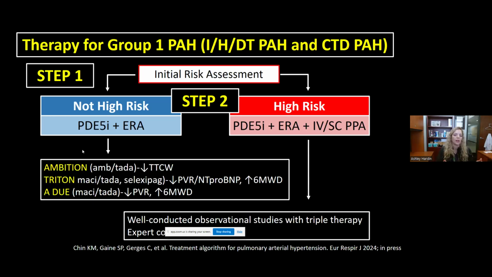For dual oral upfront combination therapy, you can refer to the AMBITION trial. That study looked at the combination of ambrisentan and tadalafil, and there was a reduction in the time to clinical worsening. The TRITON study looked at macitentan, tadalafil, and then selexipag for oral therapies. It reduced the pulmonary vascular resistance, a reduction in cardiac biomarkers, and patients had an increased 6-minute walk distance. And then A.D.U.I. looked at the combination of macitentan and tadalafil, and patients had a reduction in pulmonary vascular resistance and an increase in 6-minute walk distance.